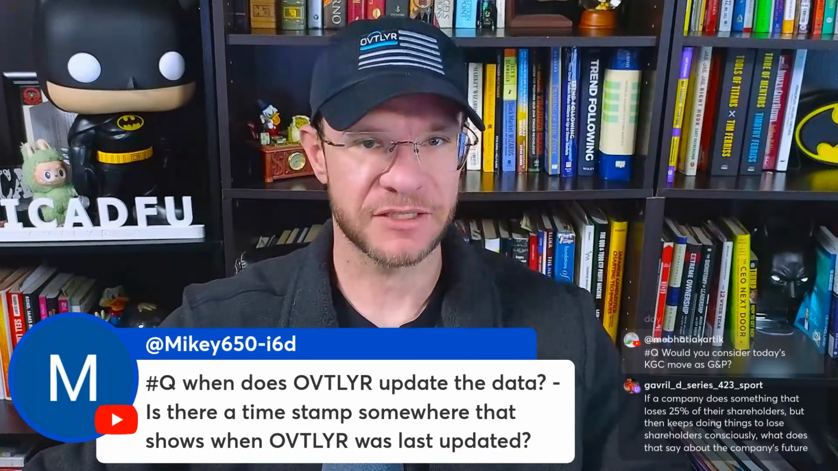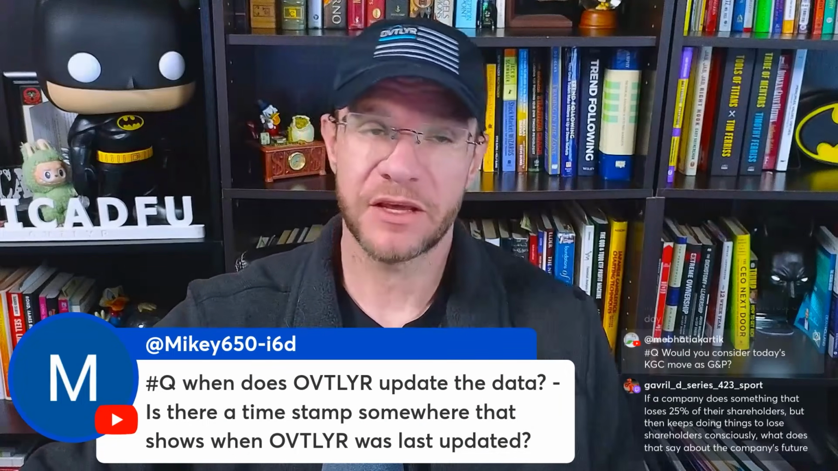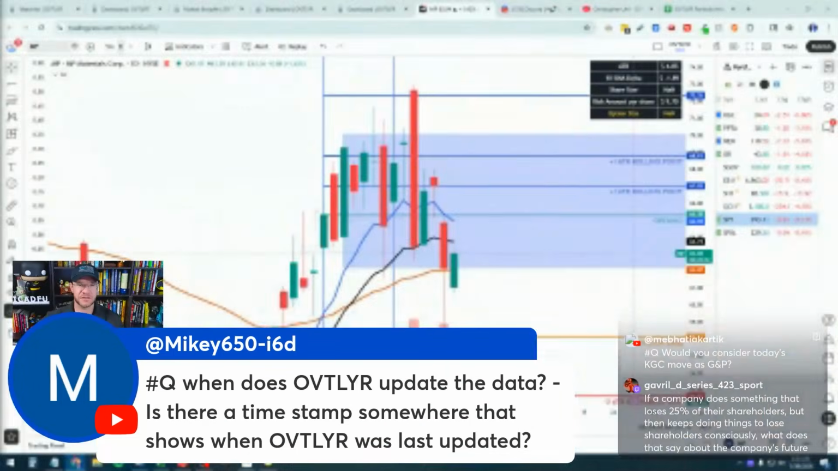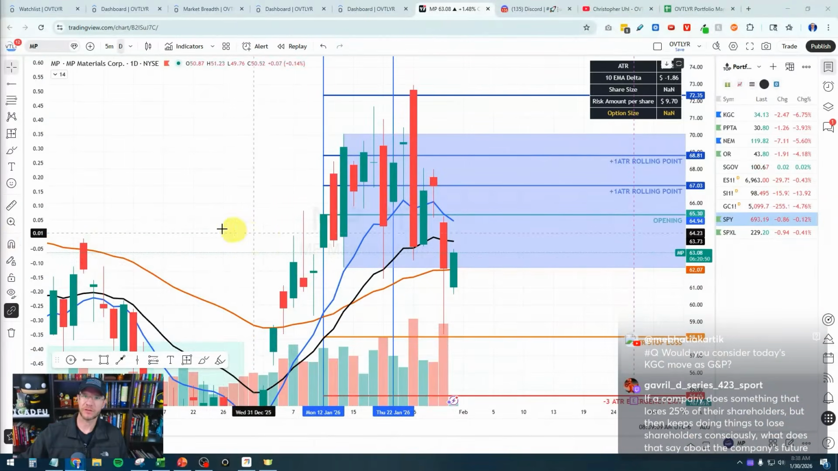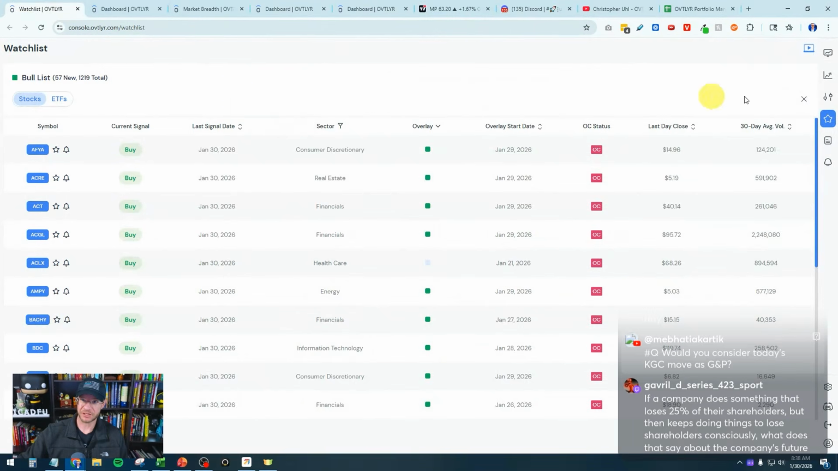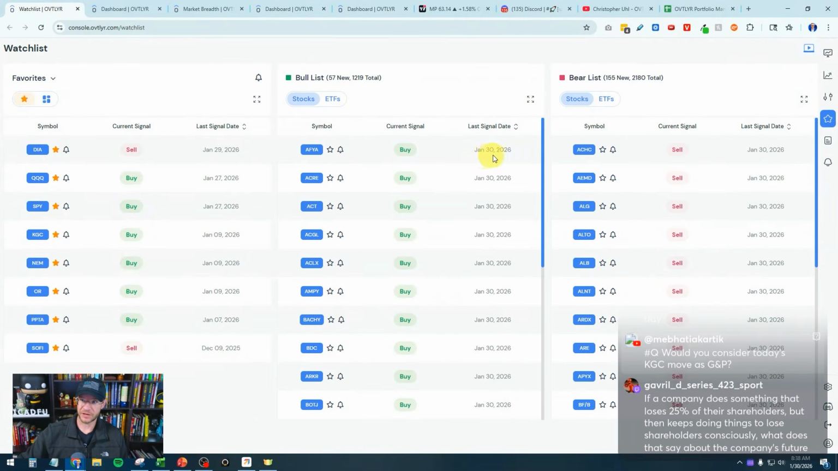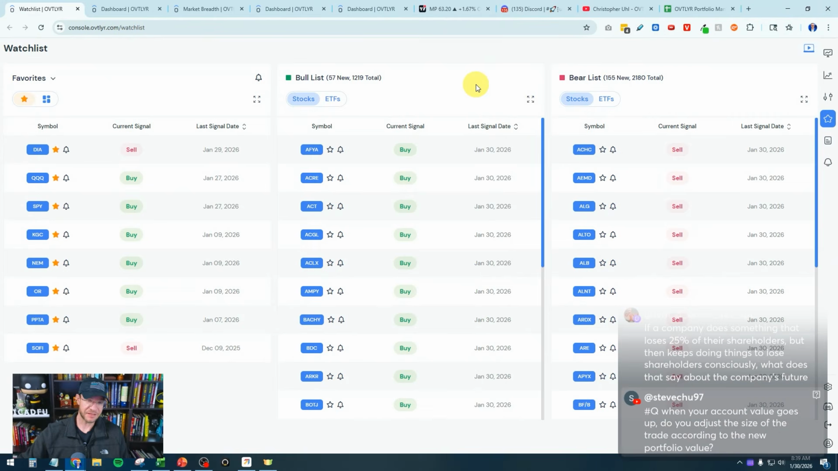OVTLYR updates overnight. The way that I double check, because sometimes Chris has insomnia and wakes up at like 3 in the morning, to make sure the data is done updating, I actually just pull up the dashboard and I look over here to see if the last signal date is today. That's exactly how I do it.